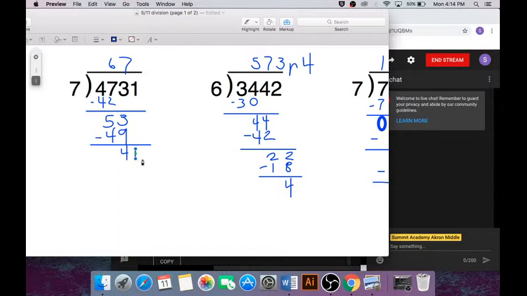Now we need to see how many times 7 goes into 41 without going over. That is going to be 5. 5 times 7 is 35. And we're going to subtract 41 minus 35 leaves us 6. So our answer is 675, remainder 6.